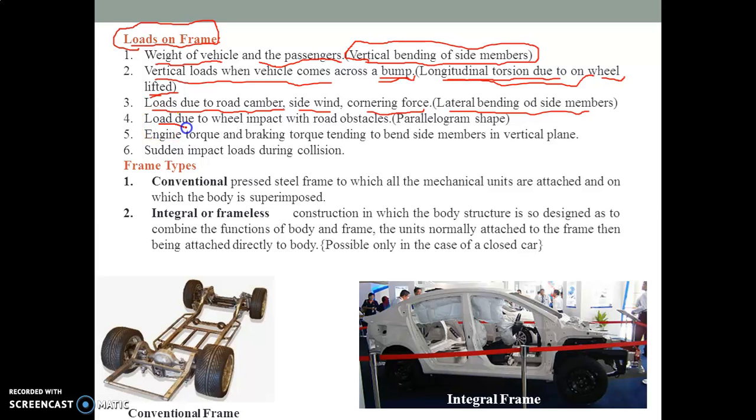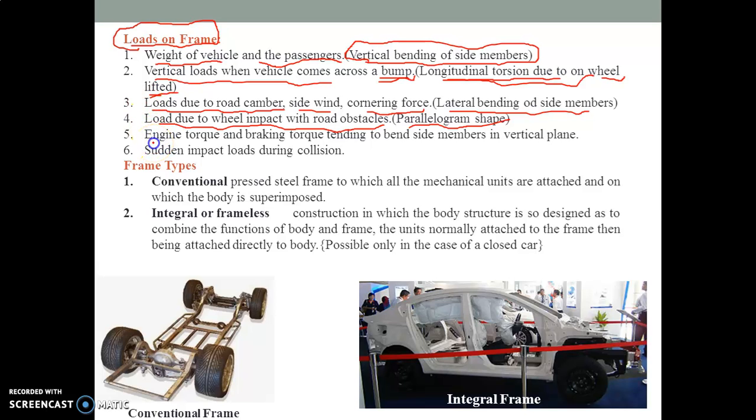Fourth is load due to the wheel impact with road obstacles. Generally we now discuss that the road may not be even, so in a zigzag path and many more obstacles may be there, due to which the frame may be changed into a parallelogram. Means a little bit the shape can be changed, but such types of loads and vibrations are absorbed by the frame.